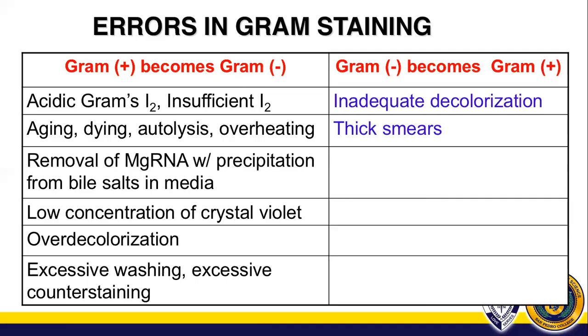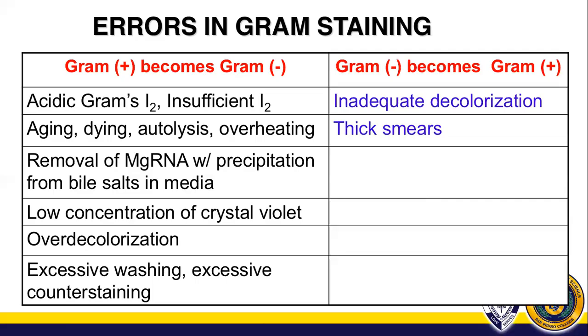Then what else? A removal of magnesium RNA with precipitation from bile salts in culture media. Bile salts in culture media are also bad for the magnesium RNA in cell walls of gram-positive organisms. Remember, it binds well with the crystal violet iodine complex. So when it is removed, or has been precipitated by bile salts, there will be a lack of something for your crystal violet and iodine complex to latch onto in the cell walls.